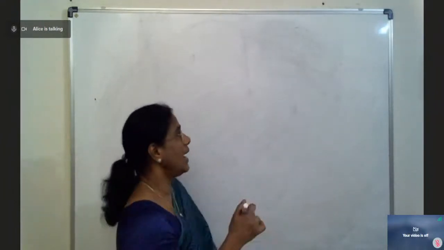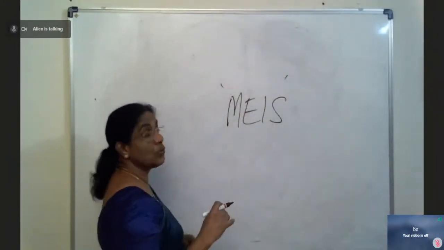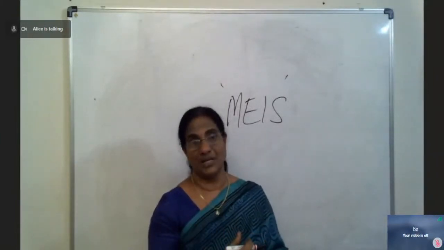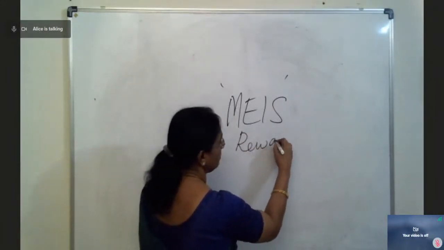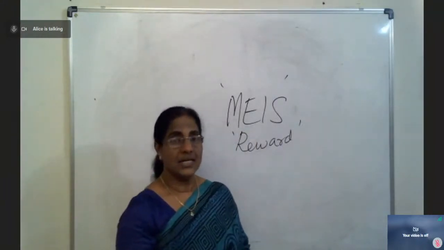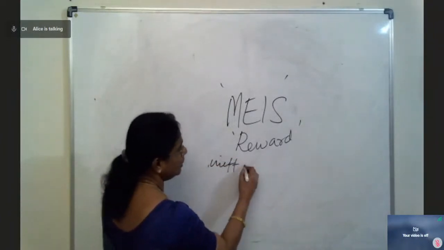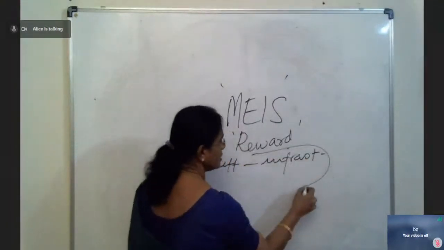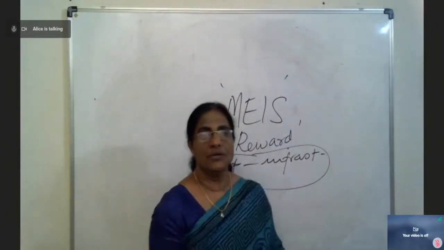MEIS, Merchandise Export from India scheme. This is such a vast topic. Each one is some 13-40 pages, right? You know what we do under this? We reward the entrepreneurs or the exporters to compensate for the inefficiencies due to infrastructural constraints. Because infrastructure is not good, you cannot work properly and your cost increases, so we will give you some money.